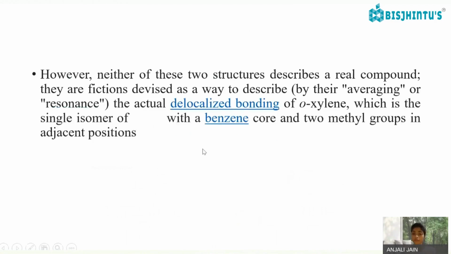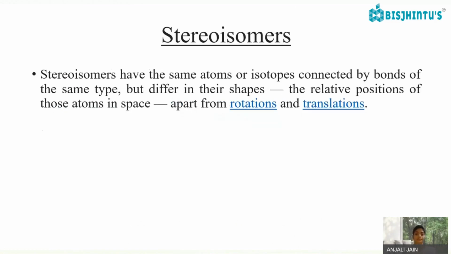However, neither of these two structures describes a real compound, because the interchange between the two resonating structures is very fast, and that is why we take the average of the resonance, because of the actual delocalized bonding of orthoxylene, which is the single isomer with a benzene core and two methyl groups in the adjacent position. So we take the average of both structures because the resonating structures cannot be defined.